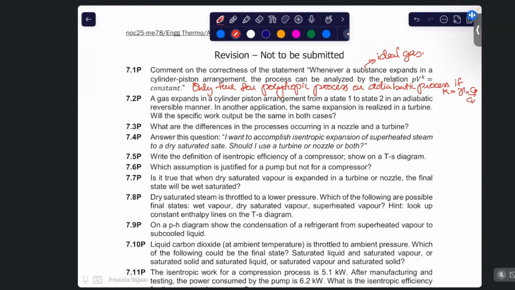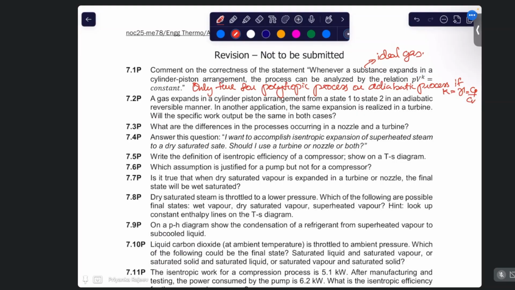Next: a gas expands in a cylinder piston arrangement from state 1 to state 2 in an adiabatic reversible manner. In another application, the same expansion is realized in a turbine. Will the specific work output be the same in both cases? The answer is no, not necessarily. Why? Because in a cylinder piston arrangement with an adiabatic reversible process, the system boundary work is W equal to integral PdV.